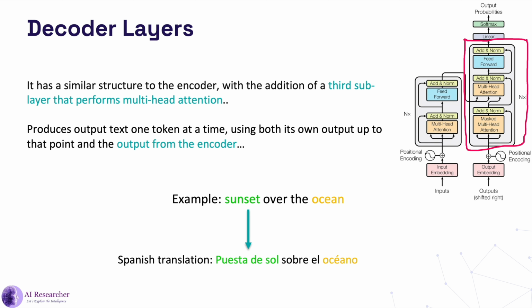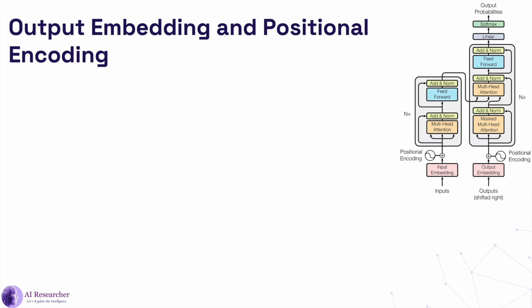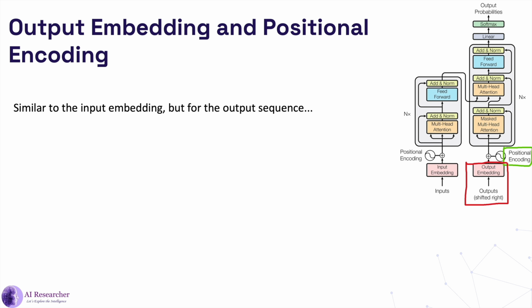Now on the decoder stack we also see some other layers, that is output embedding and positional encoding. Output embedding is similar to input embedding but for the output sequence. These layers translate each predicted word into a vector and add positional information, like we see with positional encoding in the encoder stack. So as the model begins to translate our sentence, sunset over the ocean, the words Puesta de Sol for sunset would get their own embedding and positional encoding.